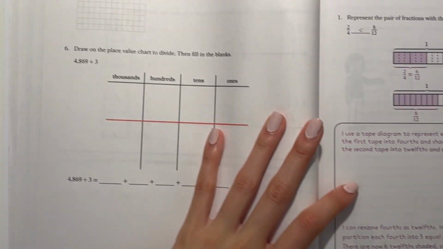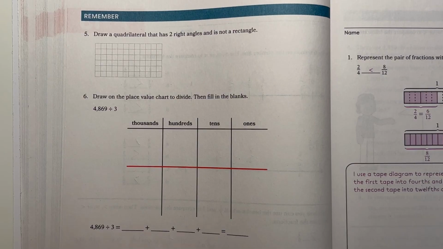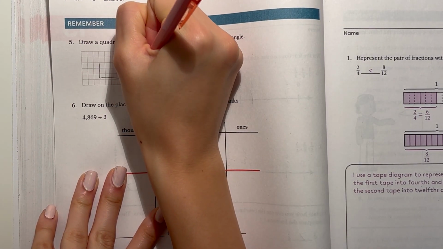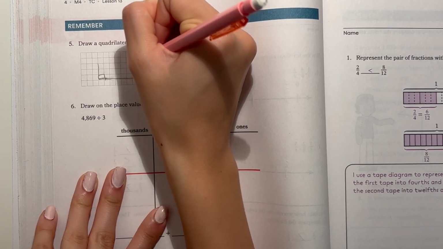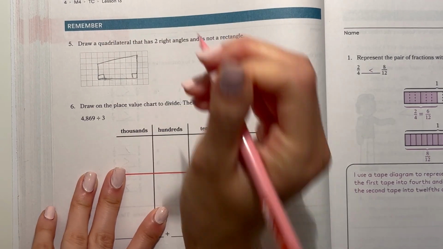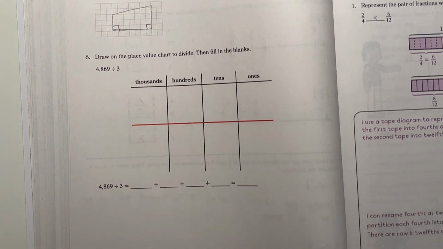Alright, and number 5, draw a quadrilateral that has 2 right angles and is not a triangle. Let's see, we could do 1, 2, 3. So we have a right angle right here, 2 right angles, and we can just connect it up here. So it's not a triangle. It's not a rectangle, and it has 2 right angles.